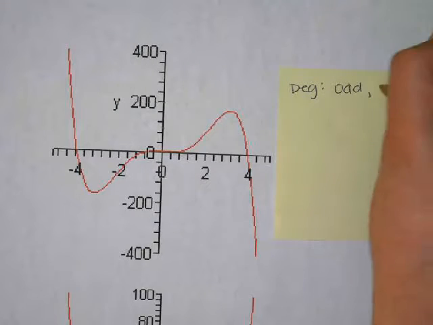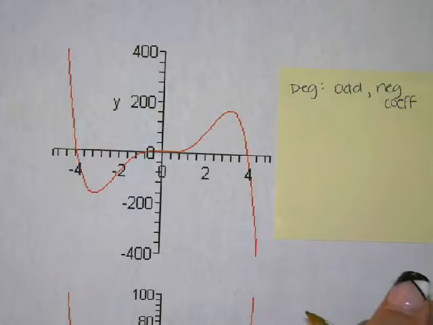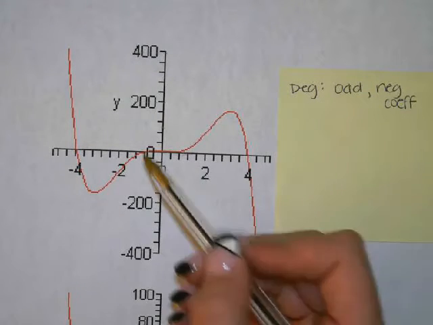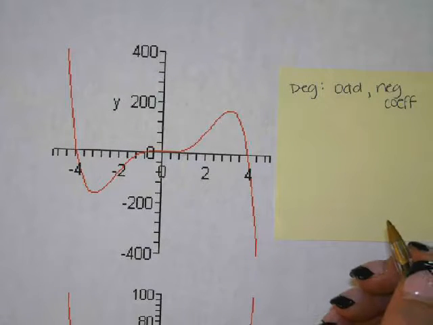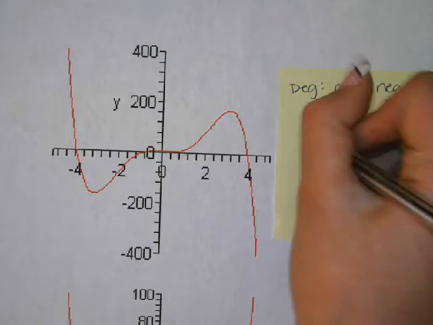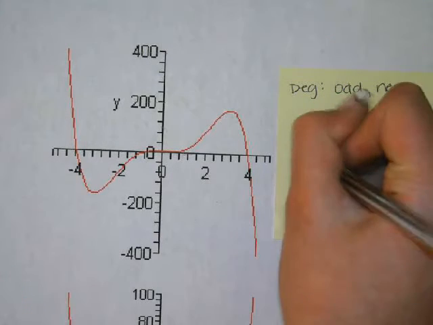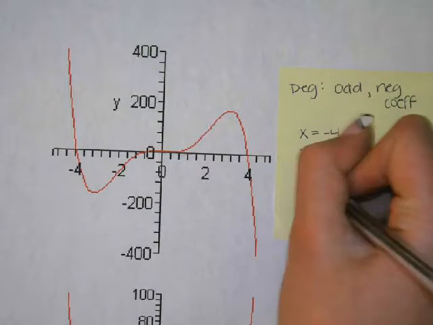So far, you are not writing anything. I'm just keeping track of this stuff for us. You are not writing anything down yet. All right. So where do you see some x-intercepts? I see x equals -4, x equals 0, x equals +4.